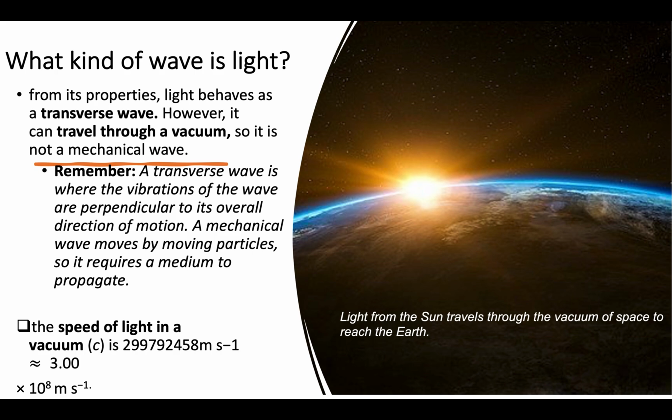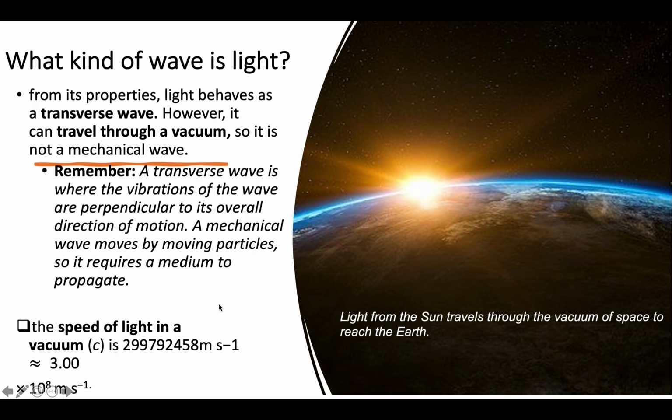Mechanical waves move by moving particles, so they require a medium to propagate, as I gave you an example earlier. A transverse wave is one where the vibrations of the wave are perpendicular to its overall direction of motion. All right, so as you can see, the sun's light is coming towards the earth. We can reference that directly from the position from which you can see the sun, and it is perpendicular. That is the reason why we see the horizon, as you can see over here. It looks like a flat horizon because of that property of light being a transverse wave.